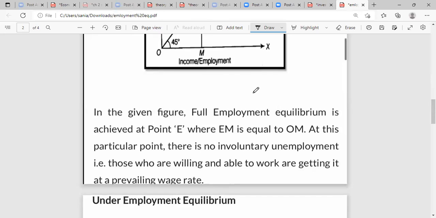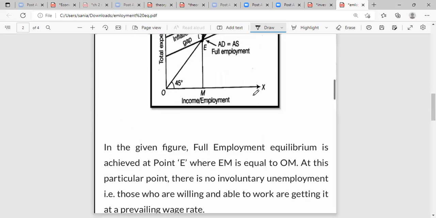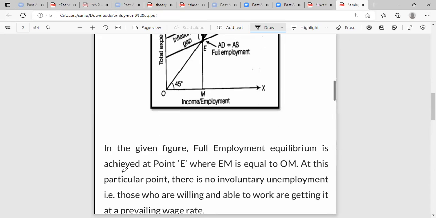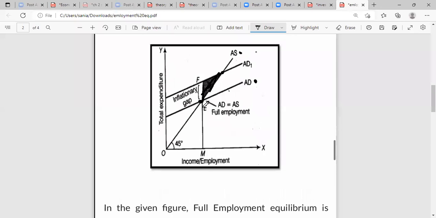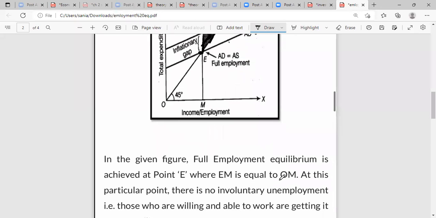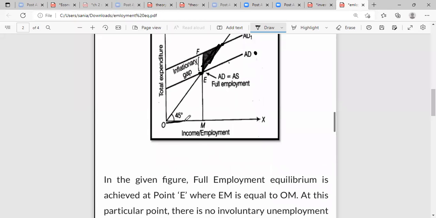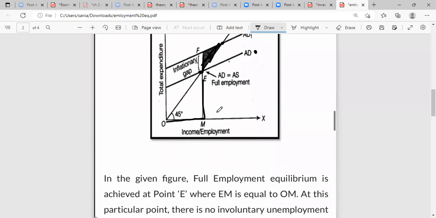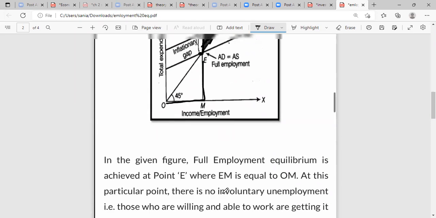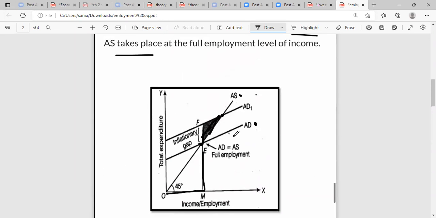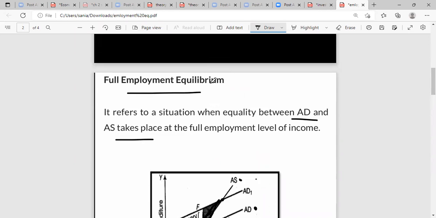Clear? So now we will understand this figure. What does this figure mean? In this figure, full employment equilibrium is achieved at the point E. So at that point, you are achieving full employment, where EM is equal to OM, right? Over here, you can see they both are equal. At this particular point, there is no involuntary unemployment; that is, those who are willing and able to work are getting it at the prevailing wage rate. There is no unemployment because AD is equal to AS, so the people who are demanding are getting the supply. So this is basically full employment equilibrium. Clear?